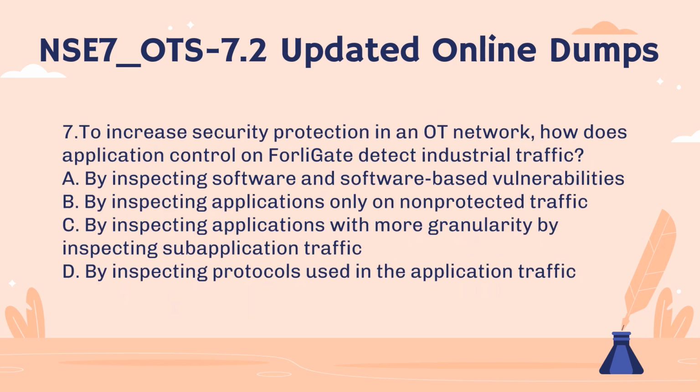7. To increase security protection in an OT network, how does application control on FortiGate detect industrial traffic? A. By inspecting software and software-based vulnerabilities. B. By inspecting applications only on non-protected traffic. C. By inspecting applications with more granularity by inspecting sub-application traffic. D. By inspecting protocols used in the application traffic.